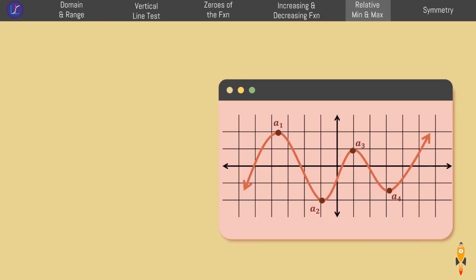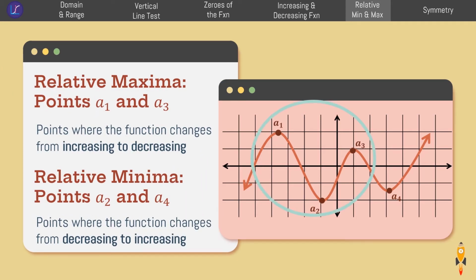Consider this graph of a function with four points labeled as A1, A2, A3, and A4. Take a look at points A1 and A3. On the left of these points, the graph rises up. On the right of these points, the graph drops down. This means that the function changes direction from increasing to decreasing as it reaches points A1 and A3. Therefore, points A1 and A3 are the relative maxima.